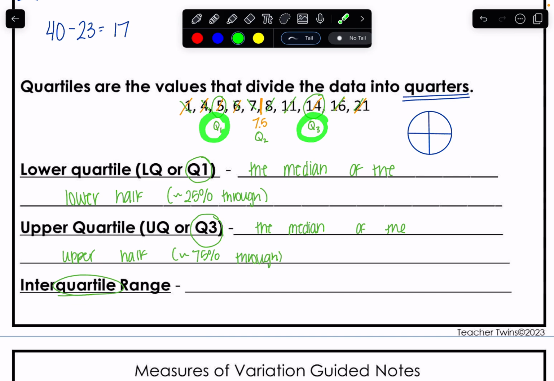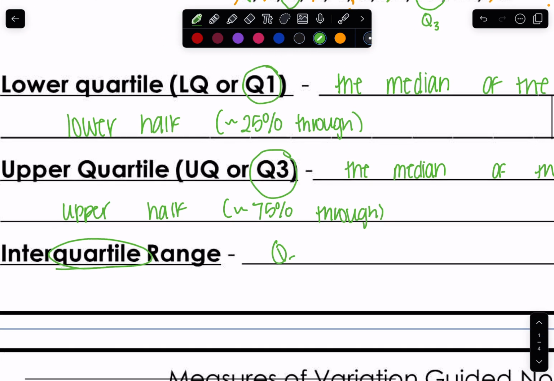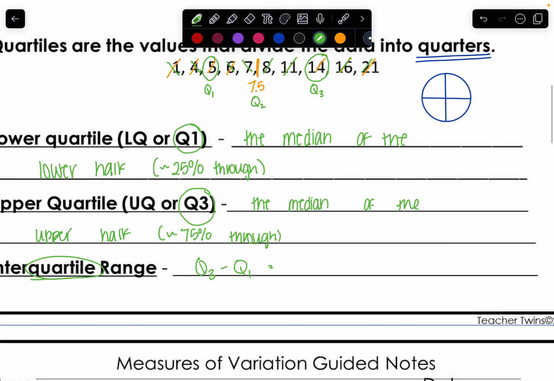I'm not going to take 21 minus 1. I'm taking quartile minus quartile, largest minus smallest. So we can say that interquartile range is going to be Q3 minus Q1. Same idea: larger quartile minus smaller quartile. Still subtracting for the range. So that is going to be 14 minus 5, which is 9. That would be my interquartile range. Bigger quartile minus smaller quartile. That's it. That's all we're really talking about today.